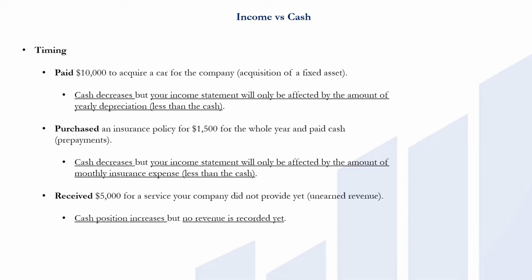If you think of it from a personal perspective, you're going to feel that you have a liability on your shoulders, which is the same in accounting. If you get a certain amount of money for a service that you did not give, it's a liability until you start giving this service. So the first headline for the mismatch between income and cash is timing.